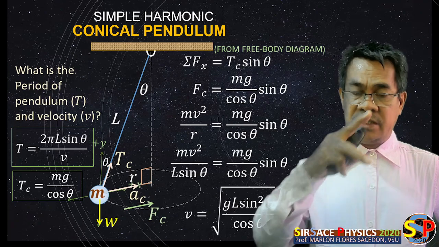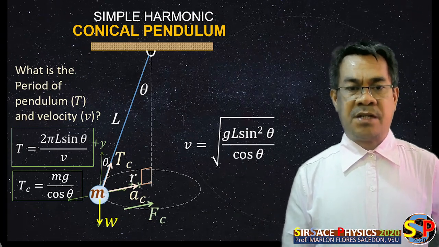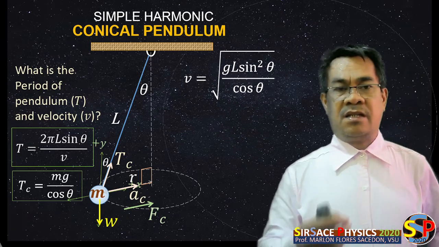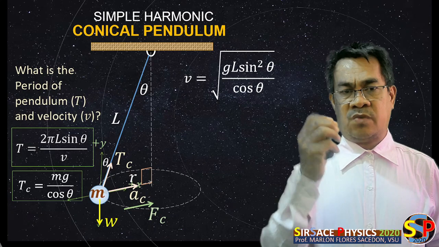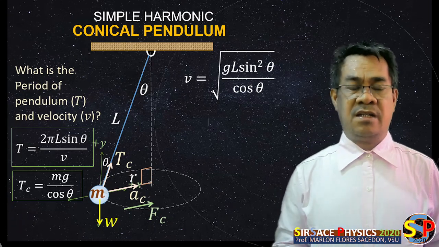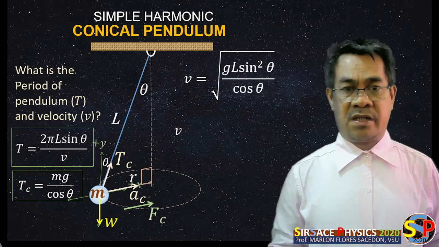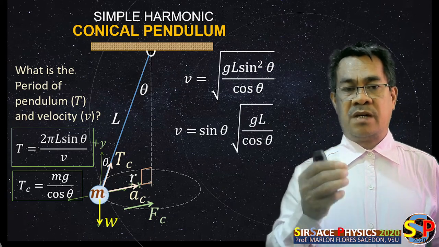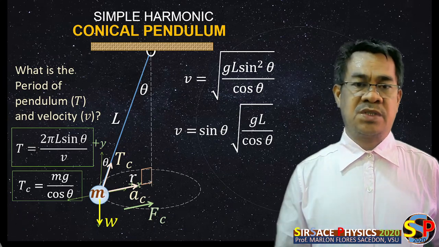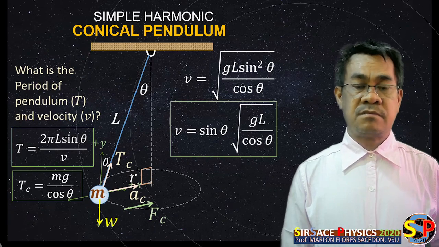Remember, m was eliminated. Okay, so let us continue. Now analyze that in algebra. If we take the square root of sine square of theta, the answer is sine theta. So this will be simplified into the form of sine theta multiplied by square root of gL over cosine theta. This is the formula for the velocity.